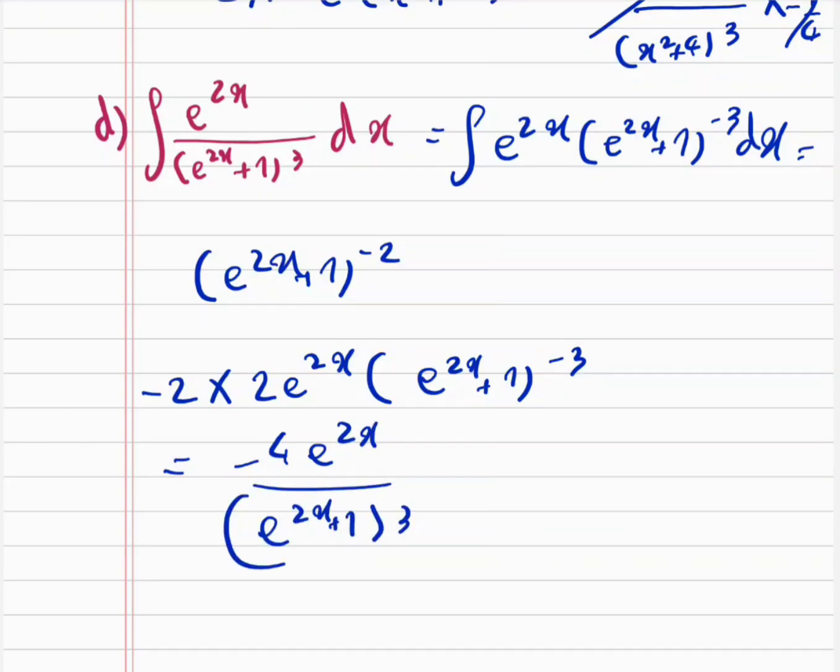Again, as you can see, this is very similar. We just don't want to have this minus 4. So if we have minus 1 over 4, then these two are going to cancel out. Therefore, minus 1 over 4 is missing. So the answer is simply minus 1 over 4 times (e to the 2x plus 1) to the power of minus 2 plus c.